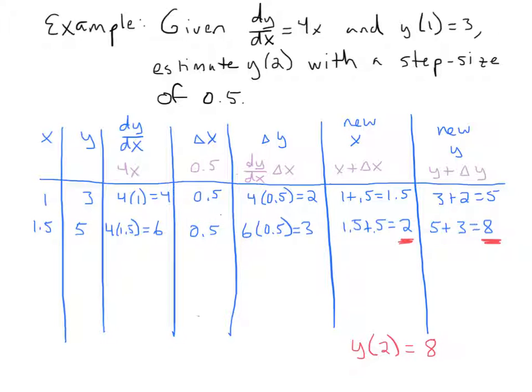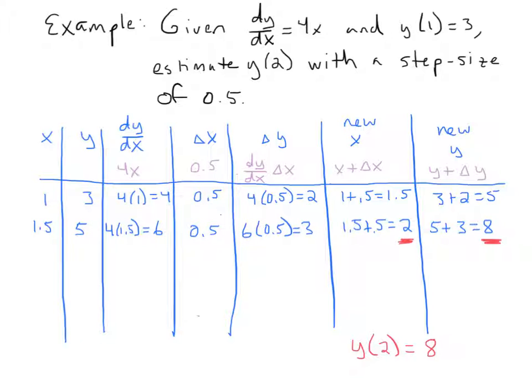And then everything else, delta y, new x, new y, we have to figure that out from the stuff that's in our table. So we start by filling out our table. Originally x is equal to 1 and y is equal to 3. And that's all I know, aside from dy dx is 4x, but I know that x is equal to 1. So I'm going to do 4 times 1 equals 4.